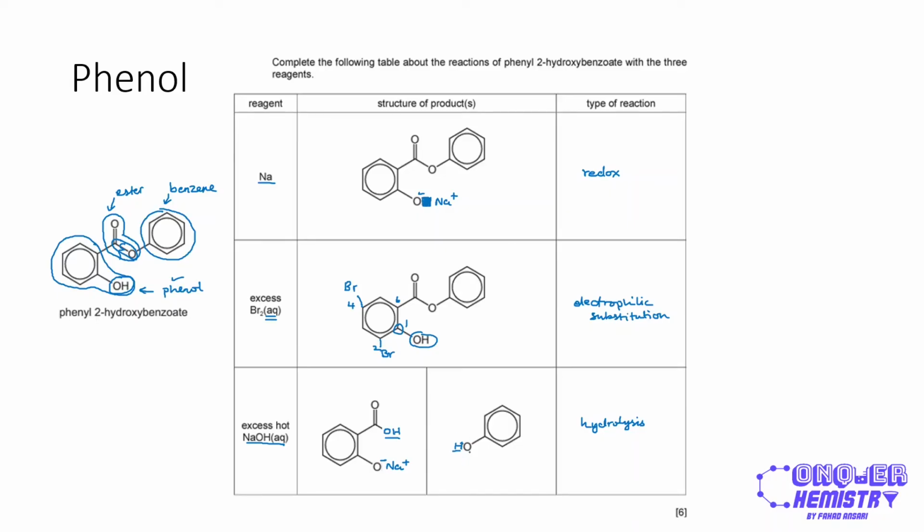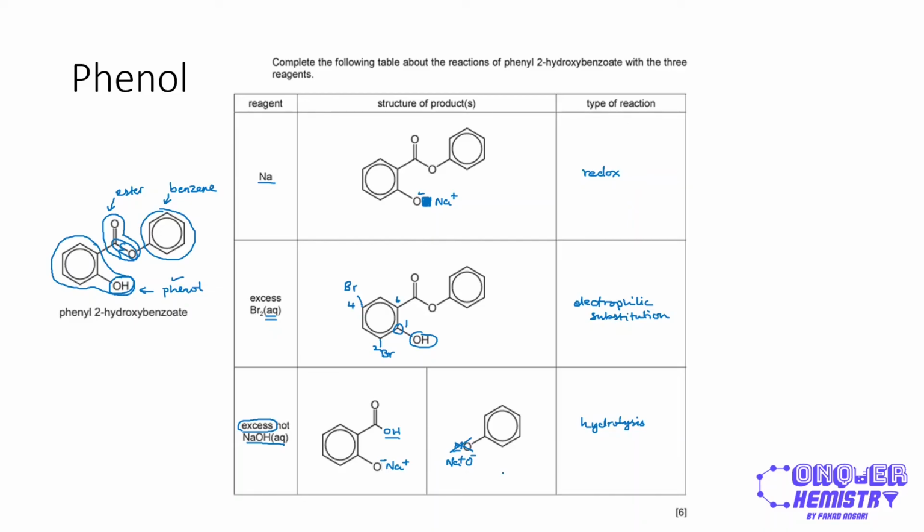This forms phenol, and because we still have an excess of hot aqueous NaOH, this phenol can react further with the NaOH to give us, again, sodium phenoxide. So in place of this, I'm going to write Na positive, O negative, right? That's going to give us sodium phenoxide. All right, so that's enough about phenol.